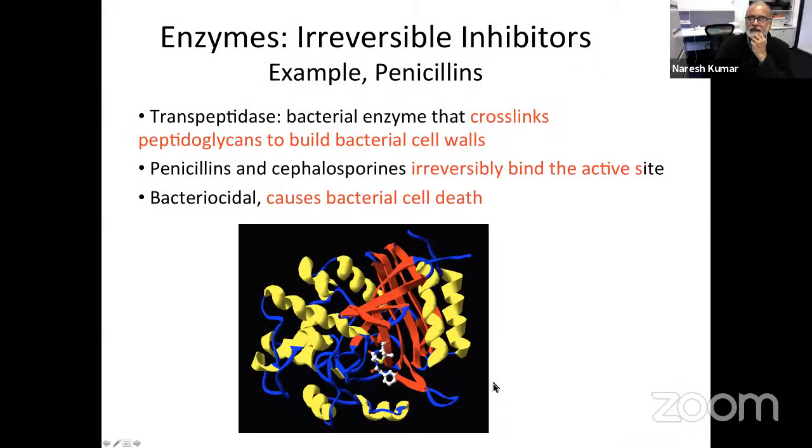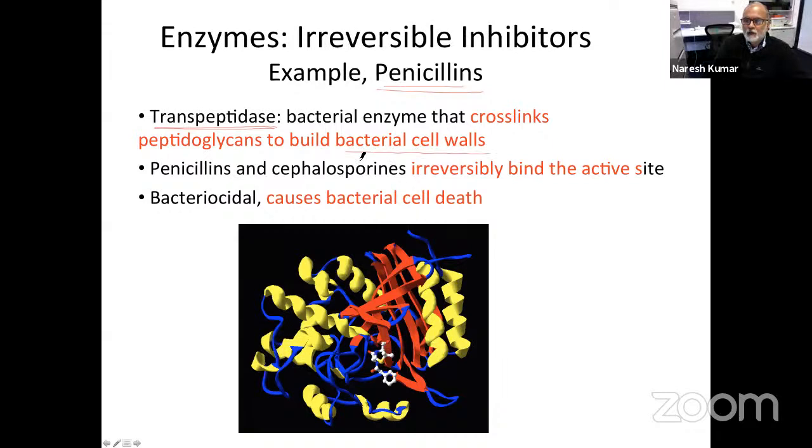A real example of this is a drug which everybody would have taken at one stage or the other: penicillins. When we get a chest infection, a throat infection, or any kind of infection, penicillin is a very commonly prescribed antibiotic. It's called ampicillin, it's called amoxil, there are many different names for it. So what does this antibiotic do? This antibiotic inhibits an enzyme called transpeptidase. And the transpeptidase enzyme is the one which is involved in building the bacterial cell wall.